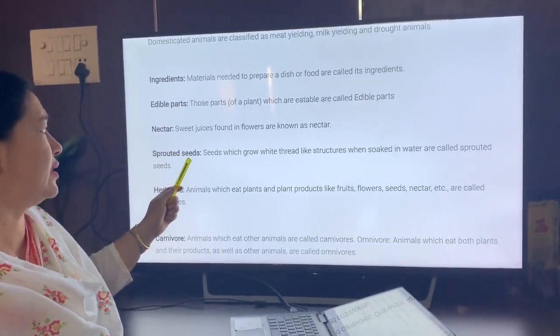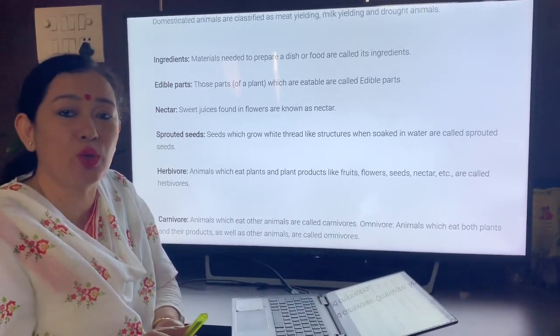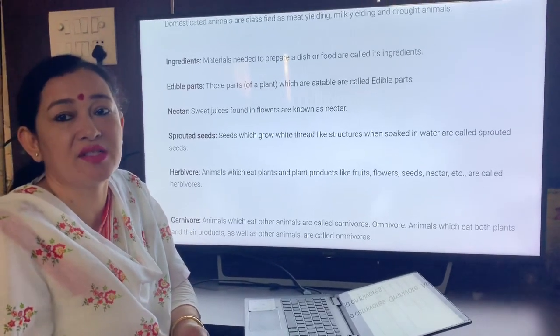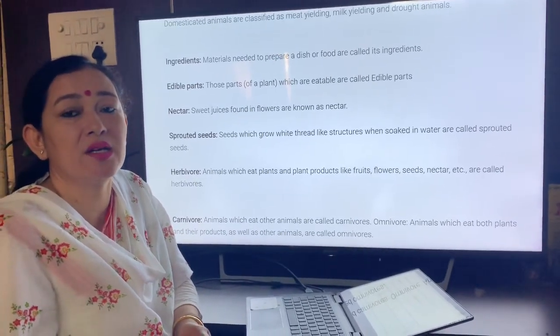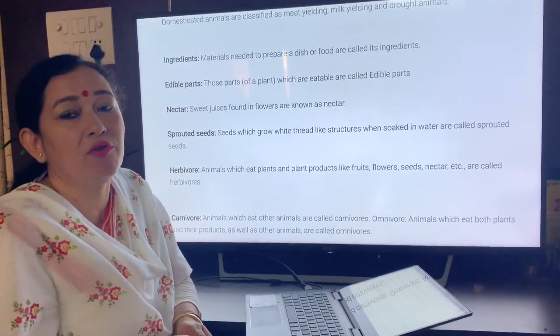Then sprouted seed. Seeds which grow white thread-like structures when they are soaked in water are called sprouts. Sprouts are very essential for us. They provide us certain nutrients which are very, very important for our body.